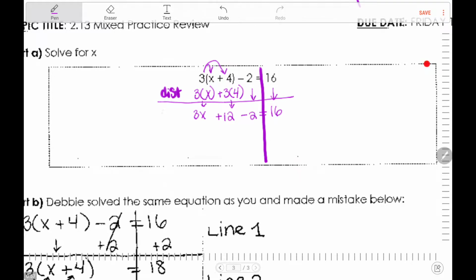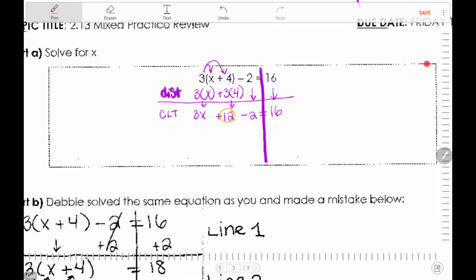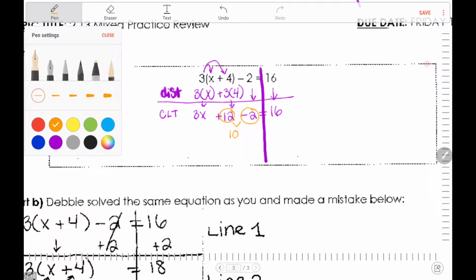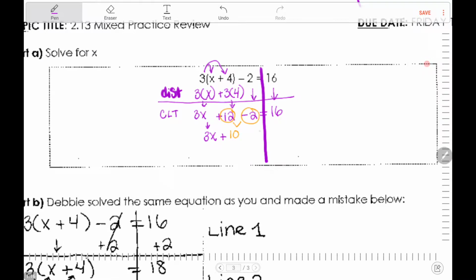Okay, our next part is to combine like terms. So I look for my like terms, and I see a 12 and a 2. And when I combine those, 12 take away 2 gets me 10. Everything else I'm going to bring down. I'm going to bring down my 3x. I'm going to bring down my 16. Alright, and now we have our regular two-step equation part. So now we're going to go ahead and solve.